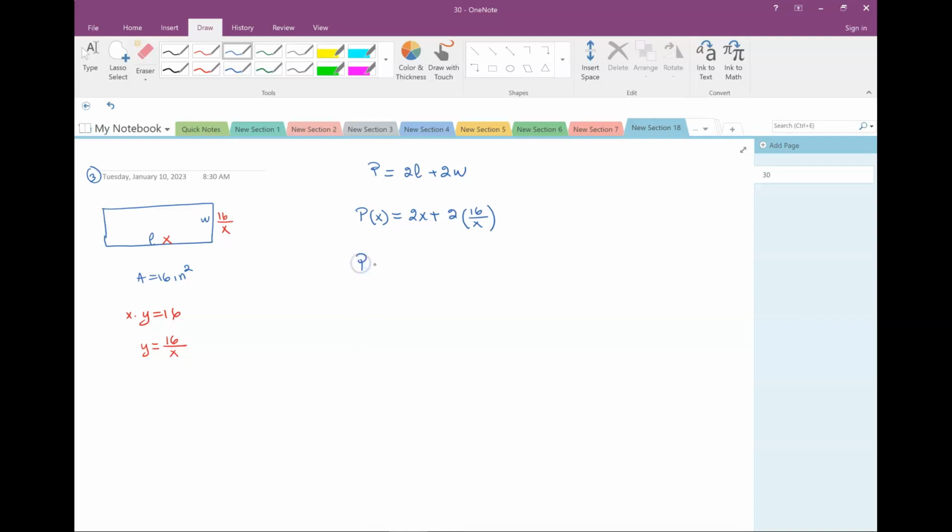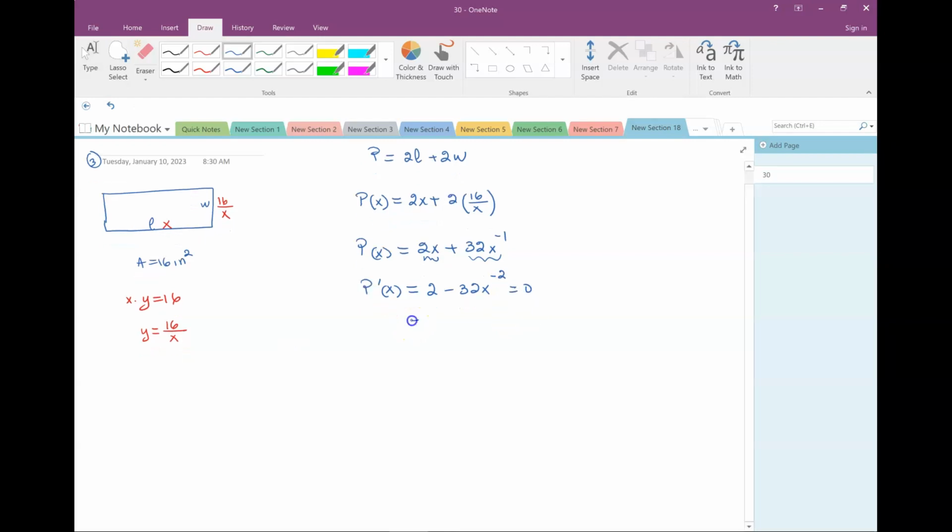Okay, so P of x, let me just write it like this: 2x plus 32x to the minus 1. So it's easier to take a derivative. Is that okay? So P prime of x is 2 minus 32 x to the minus 2. Is that okay? Now I have to set this equal to 0. Once you're done taking a derivative, writing it in standard form is easier. So we can say 2 minus 32 over x squared is equal to 0.